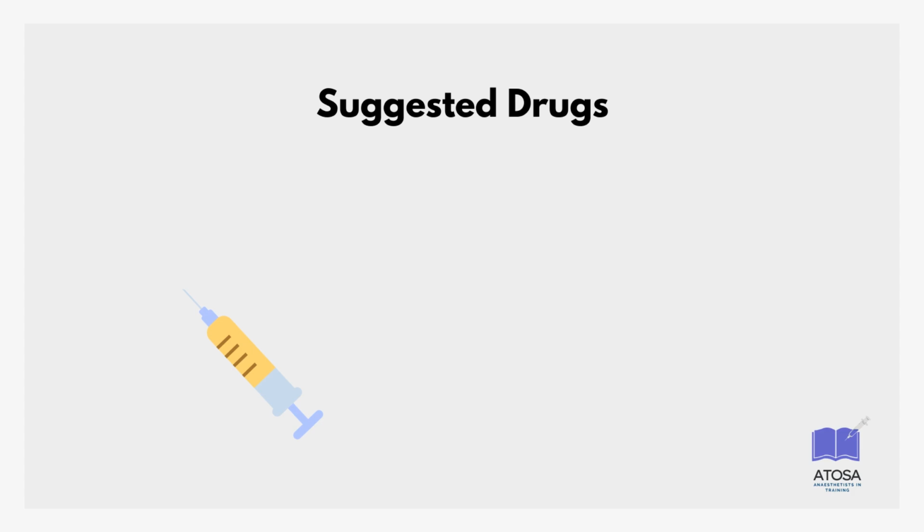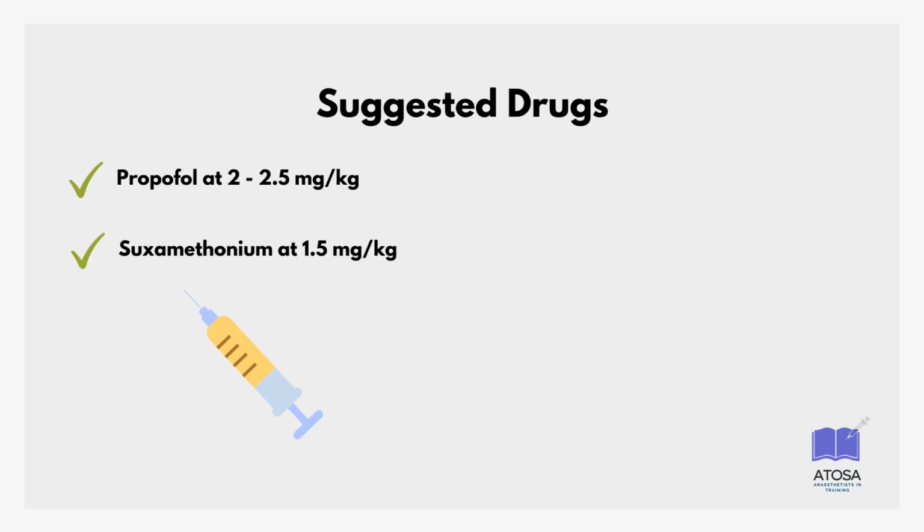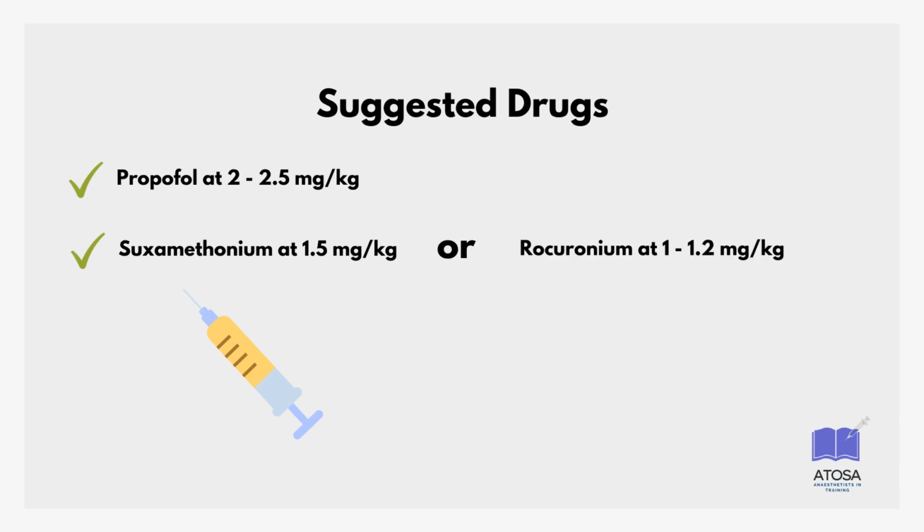Suggested drugs for the modified rapid sequence induction are propofol at 2 to 2.5 milligrams per kilogram and succinylcholine at 1.5 milligrams per kilogram. Thiopentone is the historical drug of choice, but it is no longer available in South Africa. Rocuronium at 1 to 1.2 milligrams per kilogram is an acceptable choice, but only if Sugammadex is available.